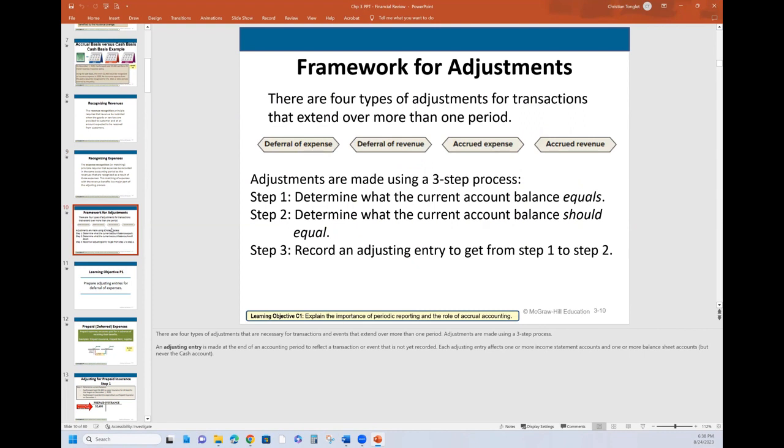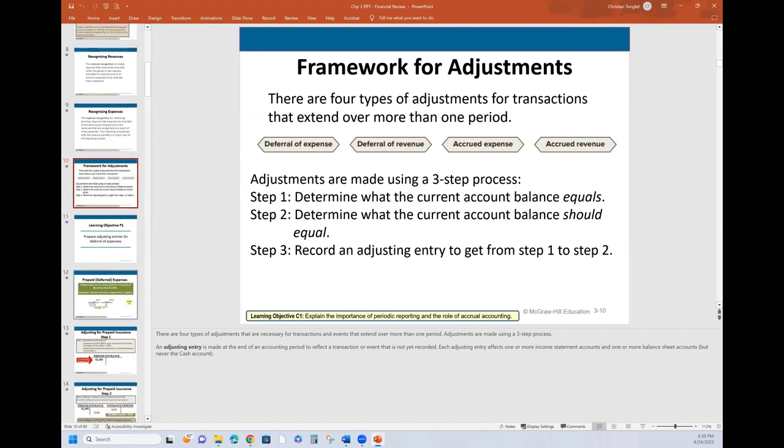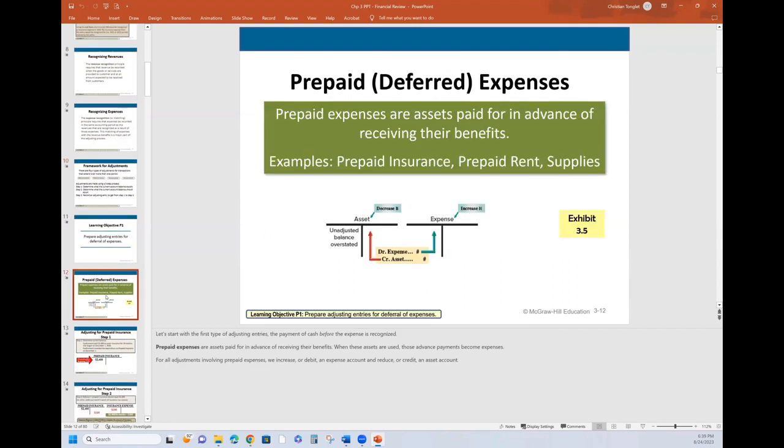Okay, so we have 3 steps in the adjustment process. We want to determine what the current account balance equals, and we want to determine what the account balance should equal. The difference is what our adjustment's going to be to get us where we need to go.